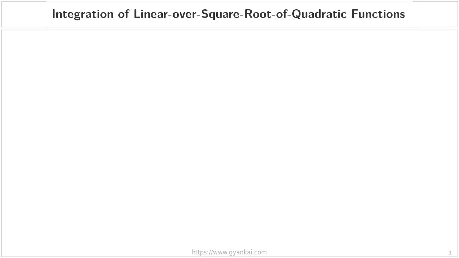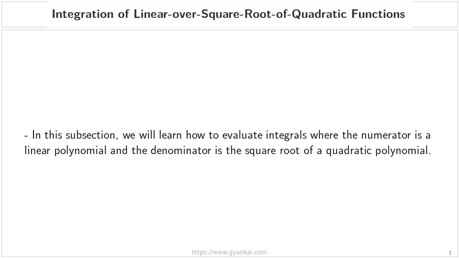Integration of linear-over-square-root-of-quadratic functions. Welcome back. In this section, we're going to tackle a specific type of integration problem. We'll be learning how to evaluate integrals where the top part, the numerator, is a linear polynomial, something like px plus q, and the bottom part, the denominator, is the square root of a quadratic polynomial.